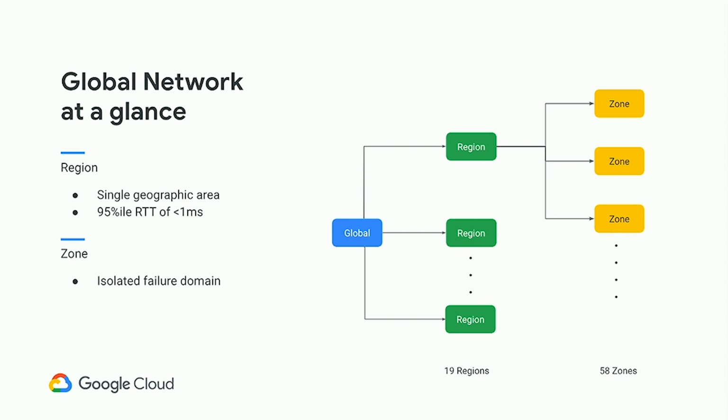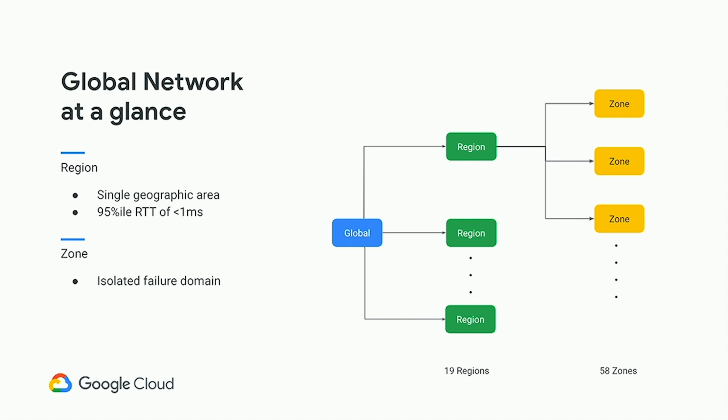So this is basically what cloud consists of. Cloud is divided into regions, which further get subdivided into zones. Now, a region is a geographic location in a certain continent where the round trip time, or the RTT, from one VM to another, is typically under 1 millisecond.